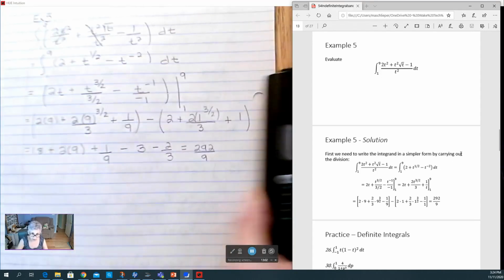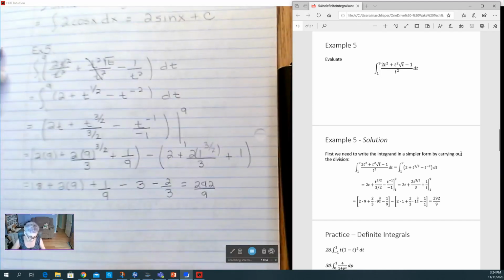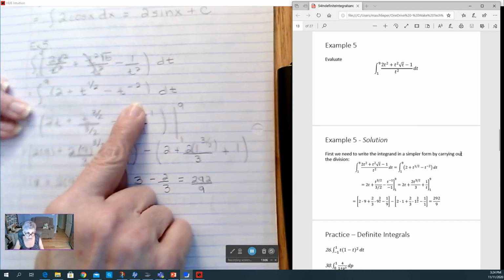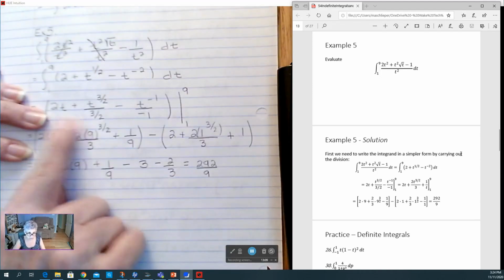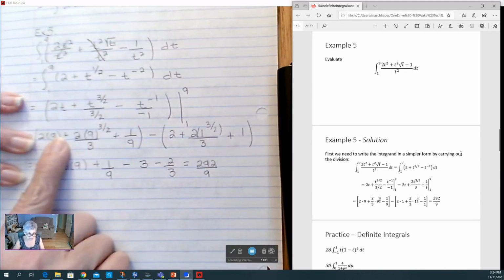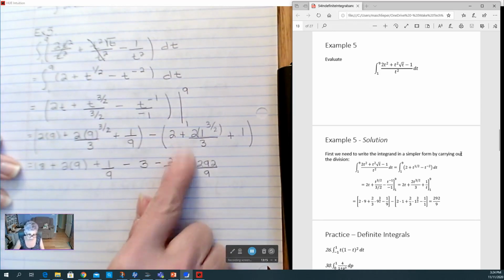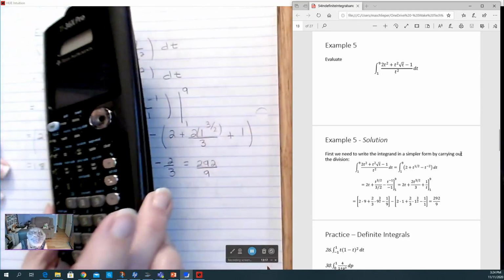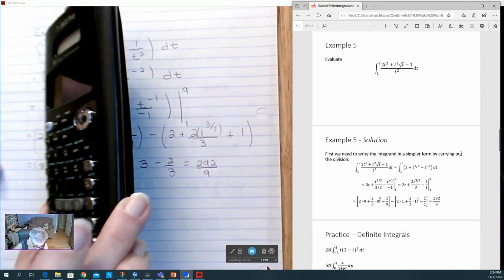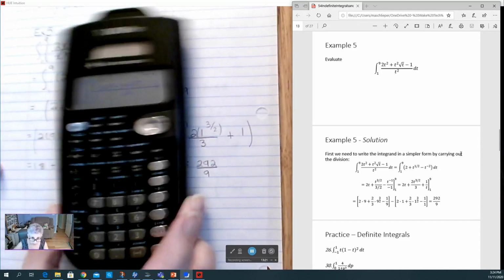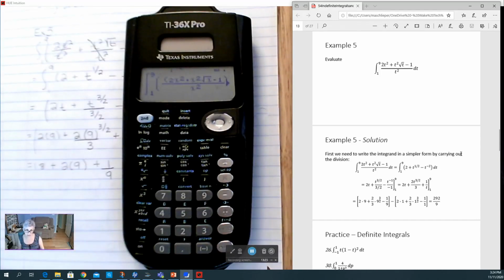But on your test paper, I would want to see the antiderivative. So here's the antiderivative. I want to see that you know to plug the top number in first and the bottom number in second. And then you can let your calculator do the heavy lifting, and eventually it's going to come up with an answer.